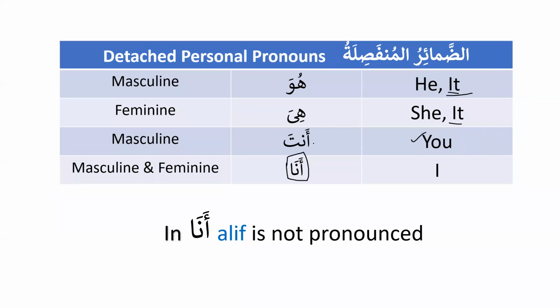But anta is used for you, and it is used for masculine. Please note it down. Anta means you, and it is used for the masculine. In ana, alif is not pronounced. So when we pronounce it, it is like ana. And the hamza is, of course, hamzat al-qati', as we can see over here. So this is always pronounced. So ana, the pronunciation is like this, whereas it is written like this. And in the Quran, when you see a small round circle on this alif, that means this alif is not pronounced, as we can see over here.